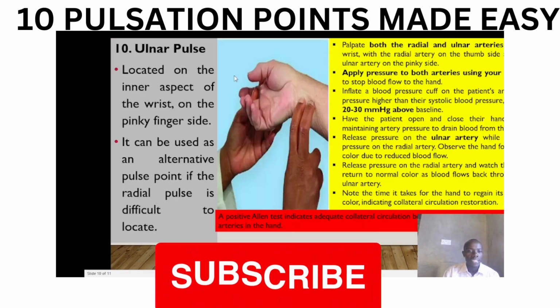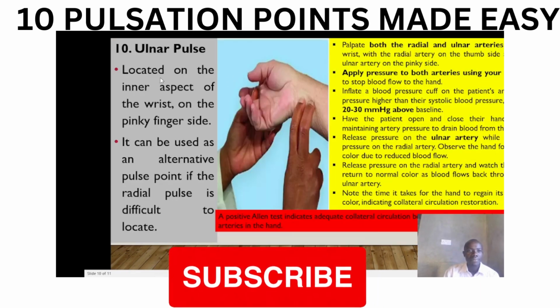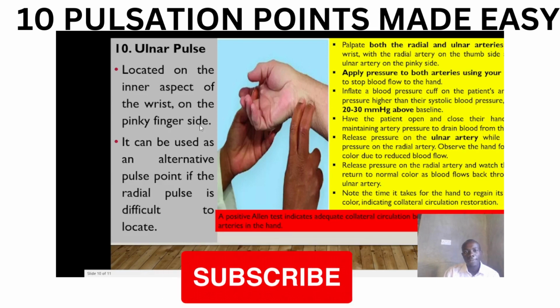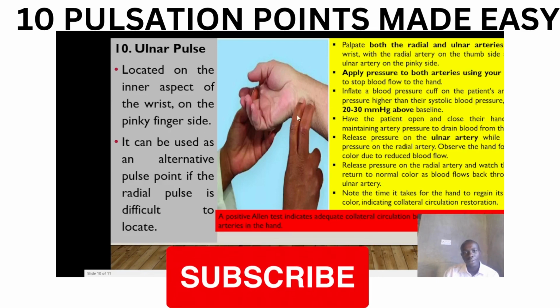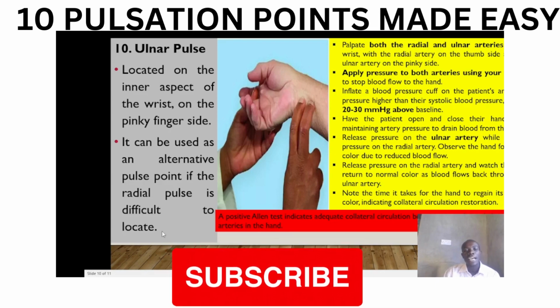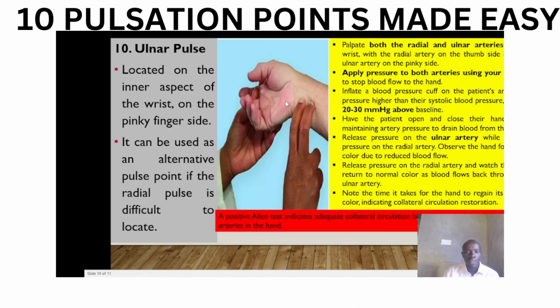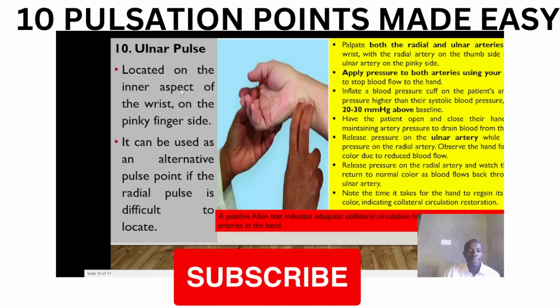So the last one is the ulnar pulse, guys, and it's located on the inner aspect of the wrist on the pinky finger side. Okay, so the small finger here. It can be used as an alternative pulse if the radial pulse is difficult to locate. So guys, those are the 10 pulsation points.